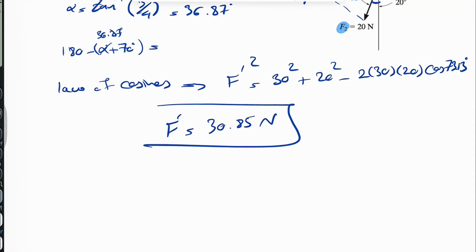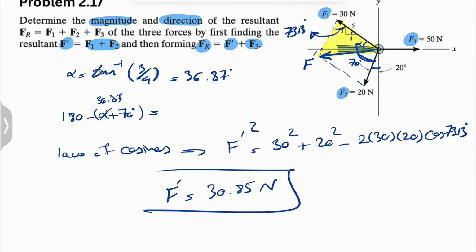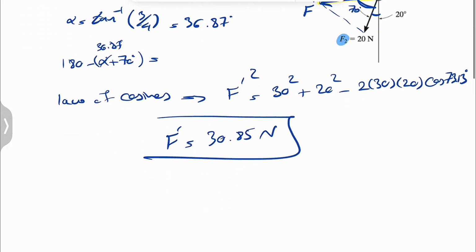As for the F prime, we should be able to figure out the angle that it makes here by using the law of sines. We can call this one maybe beta. So it's the angle of F prime with our x-axis. So we can use the law of sines now.